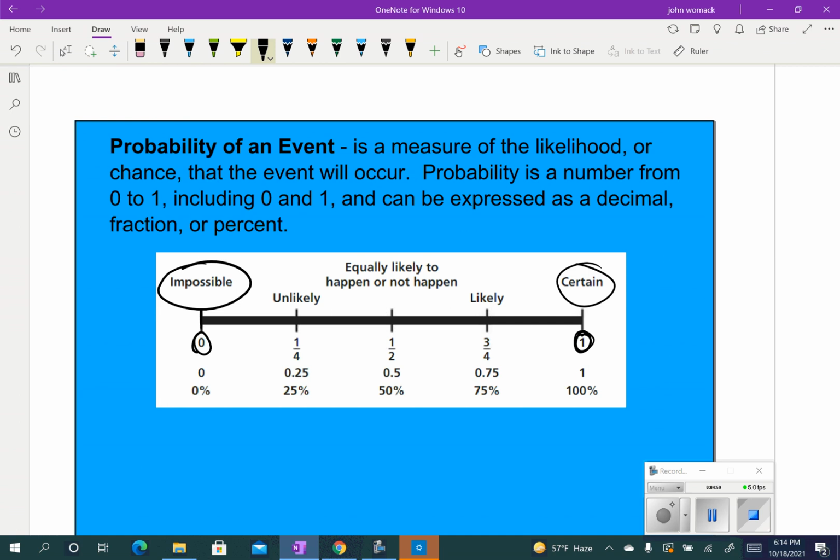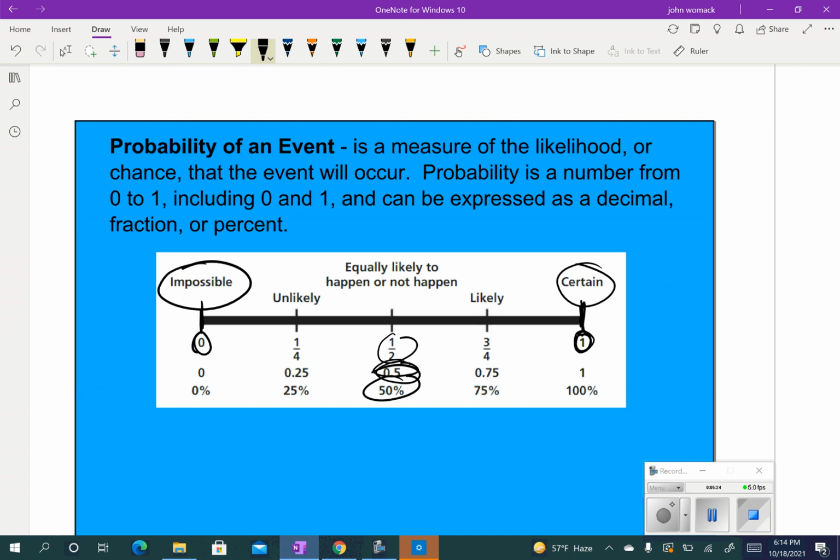Right here in the middle, we have a probability of 1 out of 2. That'd be the same as 0.5 or 50%. So you can write it as a fraction, decimal, or as a percent. Probably the most common one, honestly, is a decimal. You'll see that a lot. If it's got a 1 in 4 chance, that's pretty unlikely, right? 3 in 4 chance, that's pretty likely. So we have this spectrum, but it can't be less than 0, can't be greater than 1.